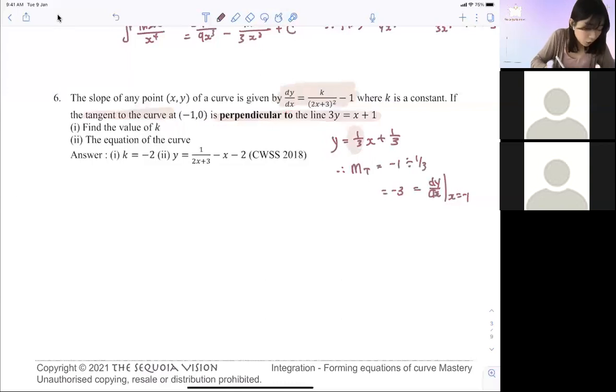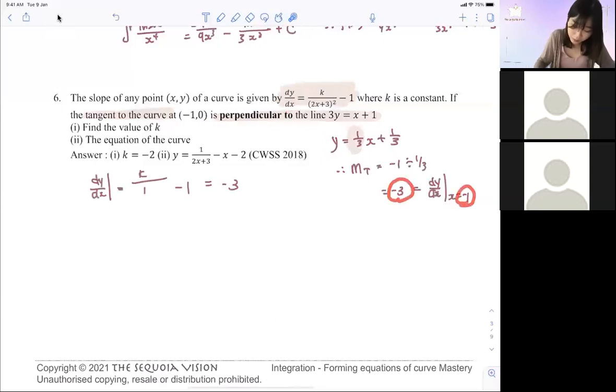So that's why we're going to start with dy over dx, sub in x equals -1. 1 minus 1, and it's equal to -3. Can you see when x is -1, gradient is -3? That's what we're going to start here, and therefore k is equal to -2. Part 1 done.